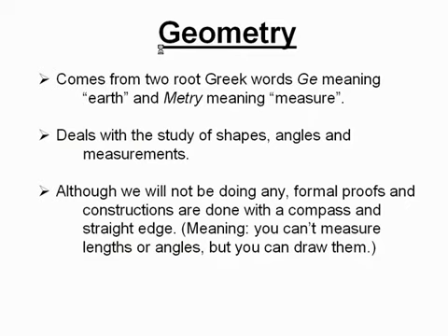Although we will not be doing any formal proofs, constructions are done with a compass and straight edge. A compass is used for drawing angles. Well, not really measuring angles, but drawing arcs and so forth, whereas a straight edge is essentially a ruler without any markings. So you don't know how long something is, but you can draw straight lines.